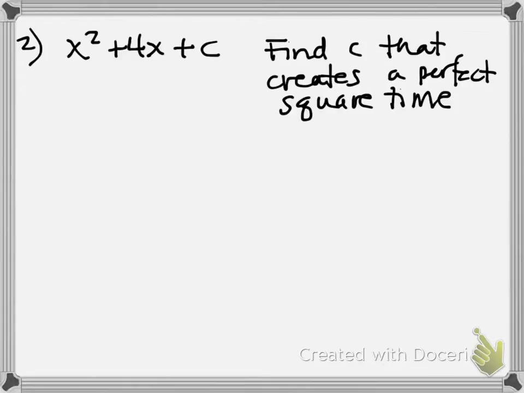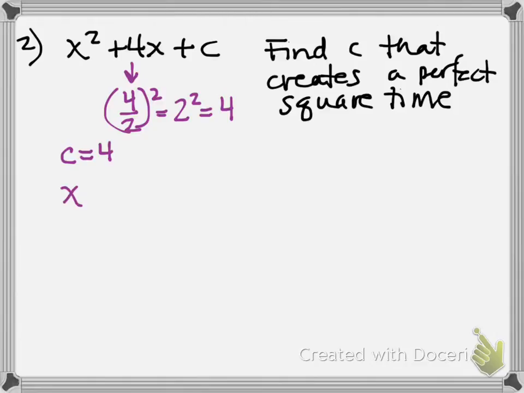Okay? So what do we do to figure out what I should replace C with to create a perfect square trinomial? What was our first step? We're going to take our linear coefficient, we're going to divide it by 2, and then what are we going to do to it? We're going to square it. So we get 2 squared, which equals 4. So if I replace C with 4, then that would create a perfect square trinomial.